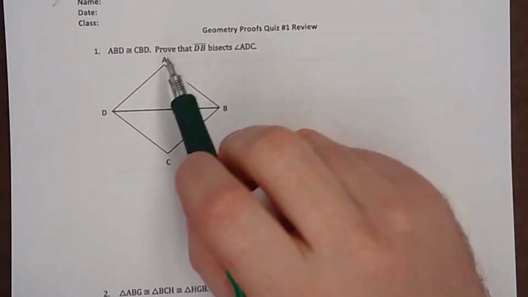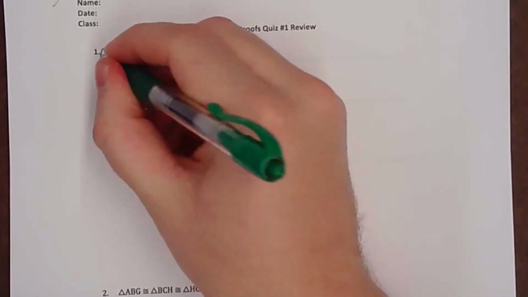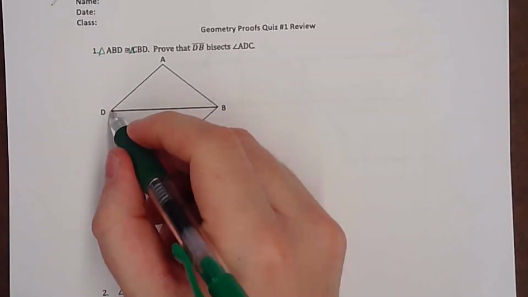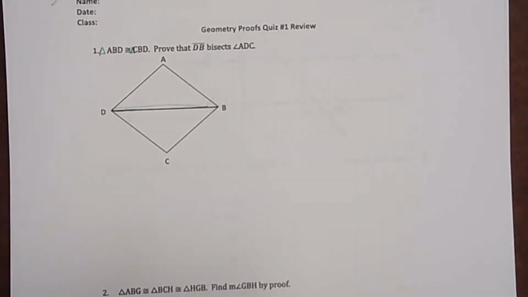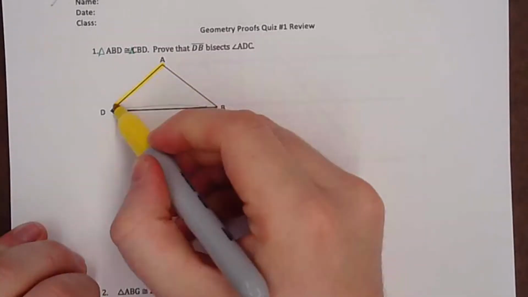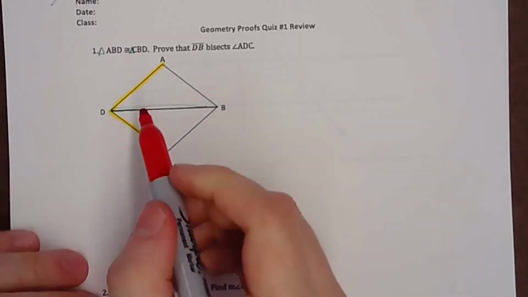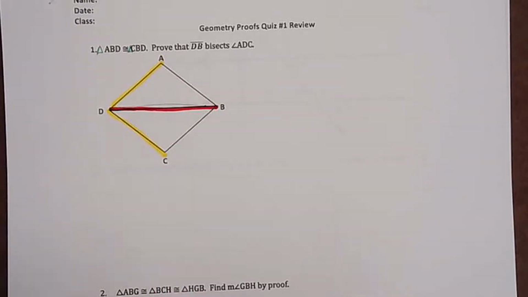All right, so it tells us that triangle ABD is congruent to CBD, because that's what they're referring to here, that these are triangles, right? So ABD is the top triangle, and CBD is the bottom triangle. So they're the same triangle because they're congruent. We want to prove that DB, this part right here, bisects this angle, ADC. That's ADC. So we want to prove that the red part cuts this angle in half.